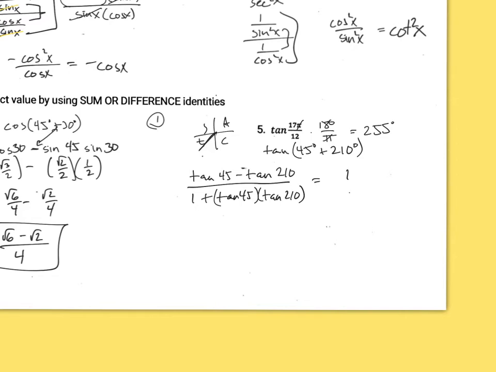6 pi over? No. 7 pi over 6. So I know that it's radical 3 over 3 is my point because it's got a 6 on the bottom. And then the denominator, of course, is 1 plus this 1 times that same answer.